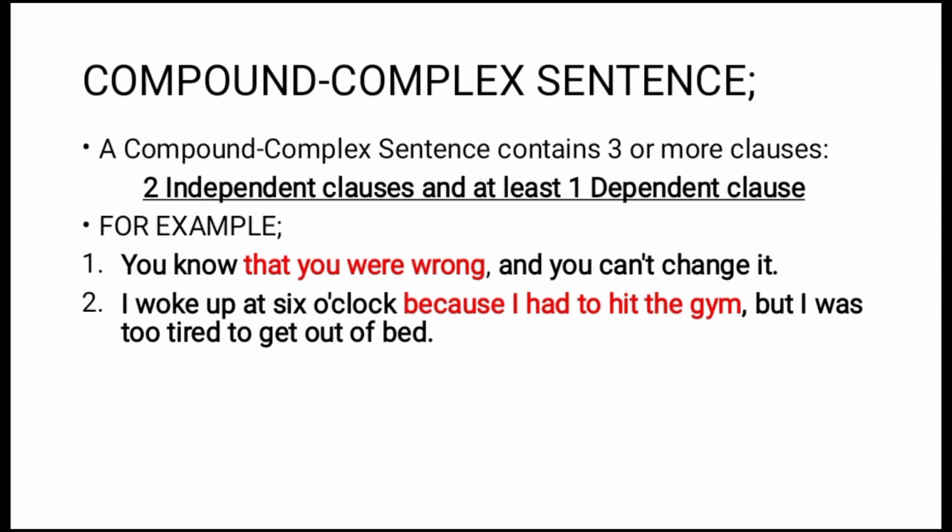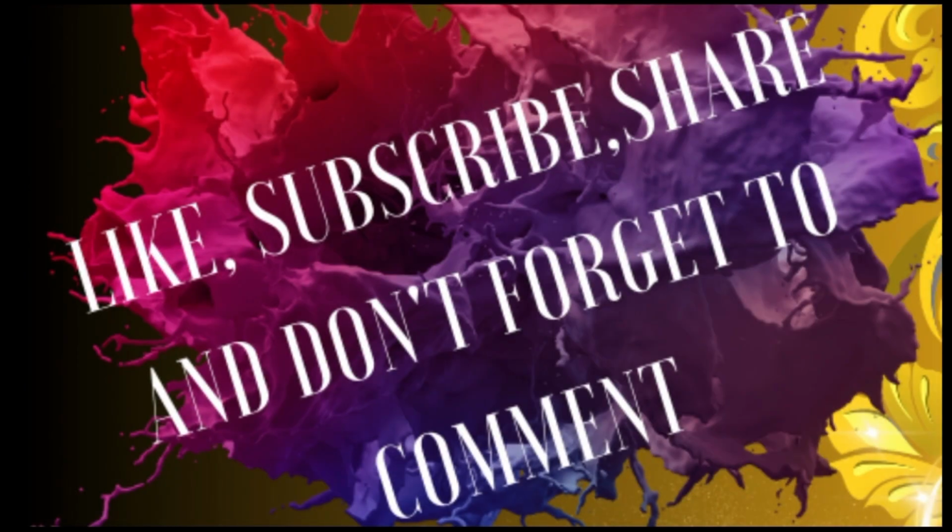Now look at the second example. I woke up at 6 o'clock because I had to hit the gym, but I was too tired to get out of bed. Here the red highlighted one is a dependent clause, and the black highlighted ones are both independent clauses. So guys, this was our today's topic.